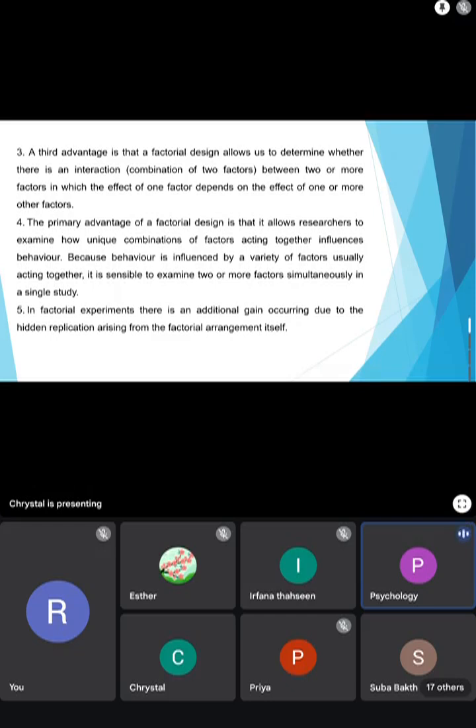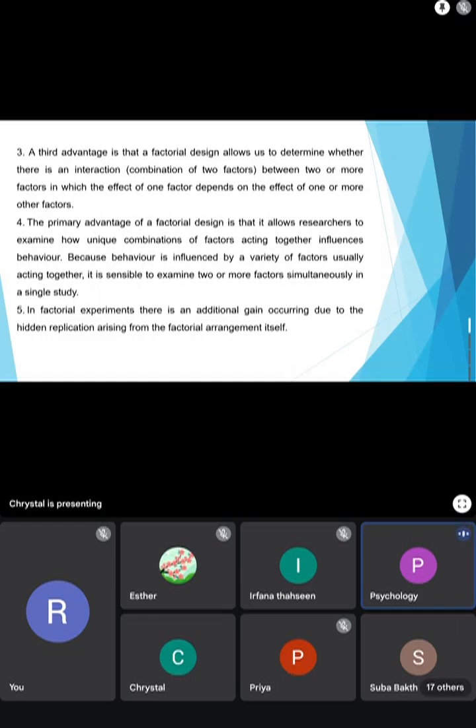Also, see, for example, in a given experiment, when you are going to study only two independent variables and research the outcome, what happens? Replication may not arise in a normal experiment, whereas in a factorial experiment, there is always a chance of replication, and that also can be studied, and the final outcome may be improvised at a later point.